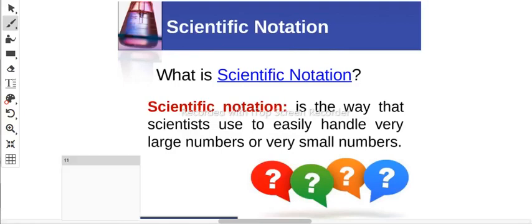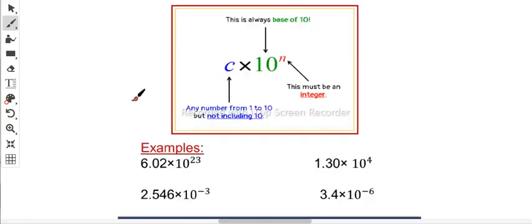So, considering the scientific notation, this is what a scientific notation looks like. I'm going to find that the C is any number from 1 to 10, but not including the 10. So it could be 1, 2, 3, 4, 5, 6, 7, 8, and 9. After that, it is multiplied by a 10 of a base, and above we have an integer.